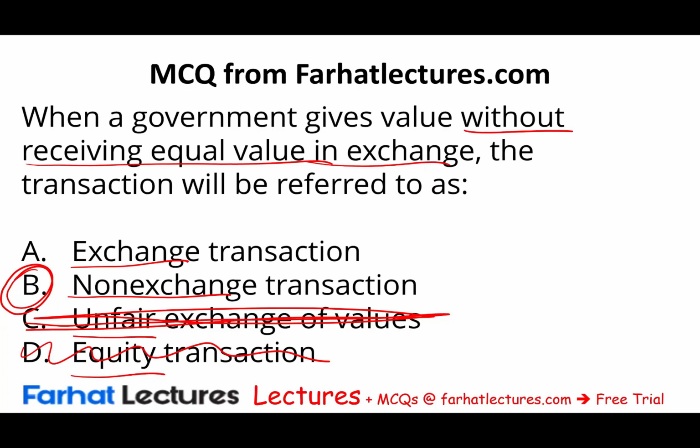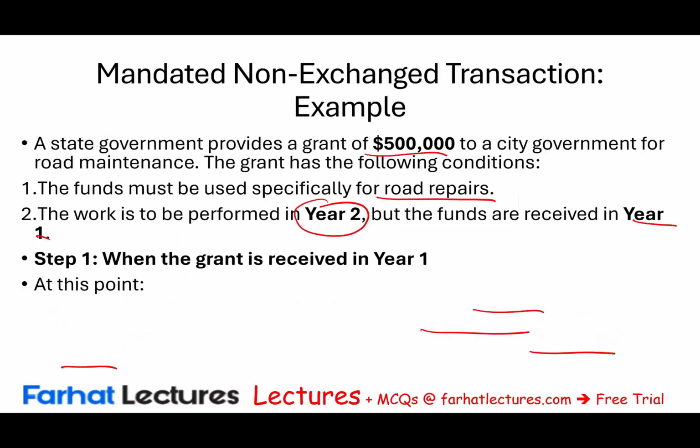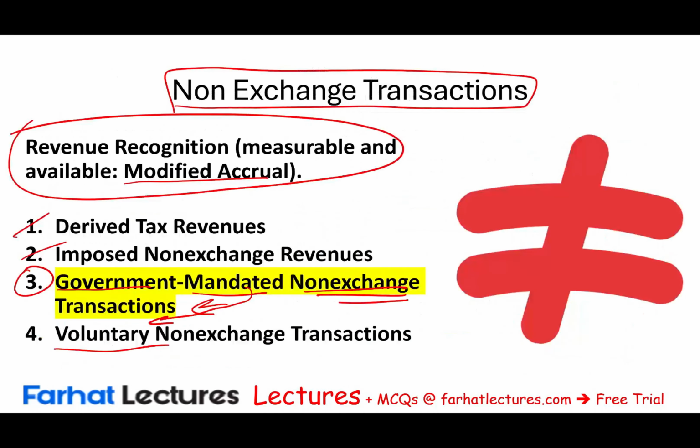Remember, we have several types of non-exchange transactions. In this section, we covered one of them, and that's mandated non-exchange. We have derived tax revenue, imposed non-exchange, and the next thing we would look at is voluntary non-exchange transactions.